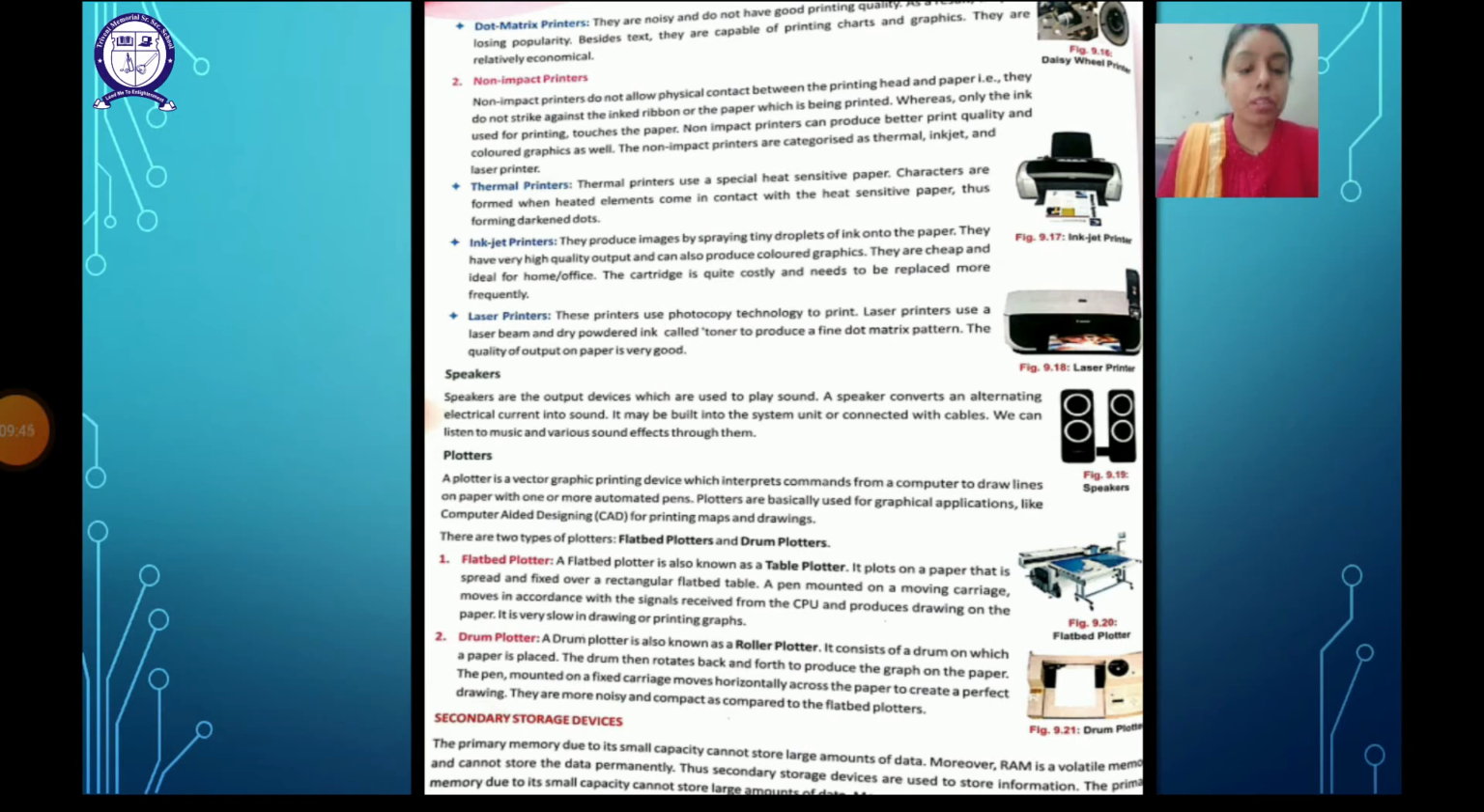Inkjet printers produce images by spraying tiny droplets of ink onto the paper. They give very high quality output and can produce colored graphics also. They are cheap for home or office.